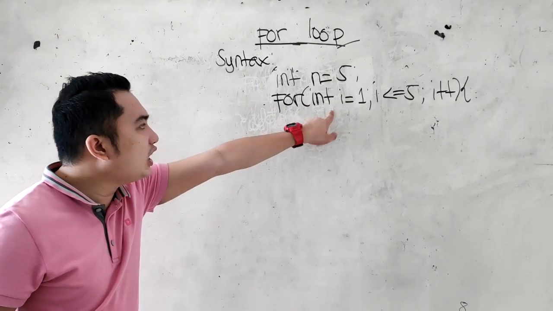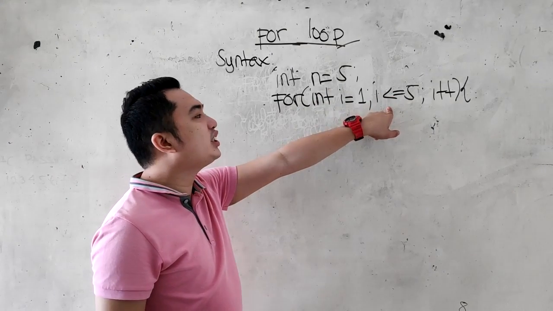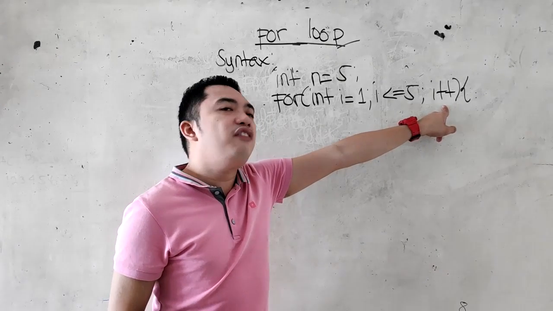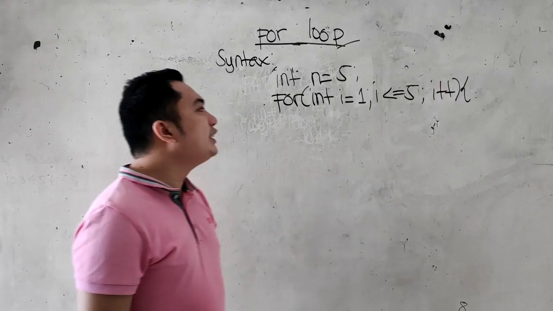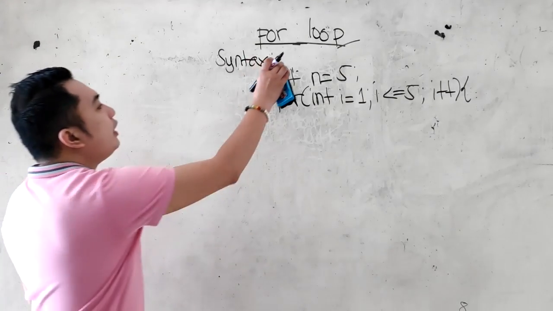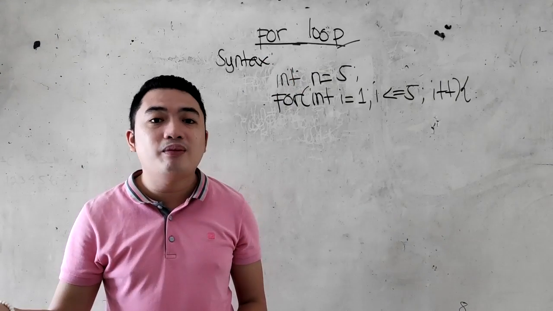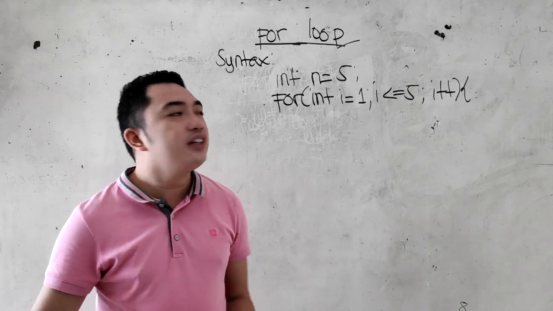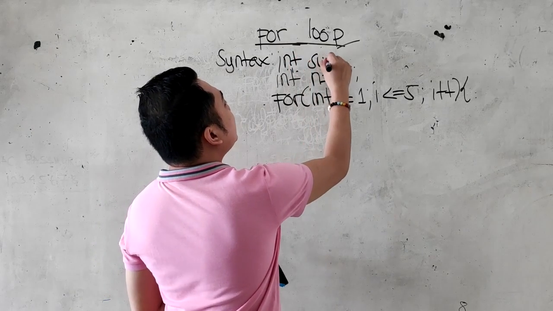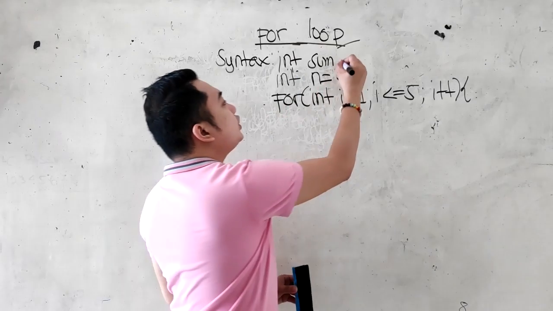The initialization of the loop variable is i = 1, the condition is i <= 5, and our update is to increment the value of i, so i++. Inside our statement here, we basically need to compute the sum from 1 to 5. So we need to initialize a sum variable, an integer variable. We will initialize it to 0.